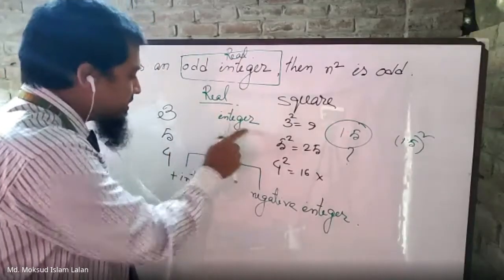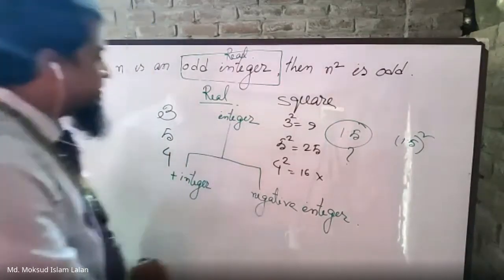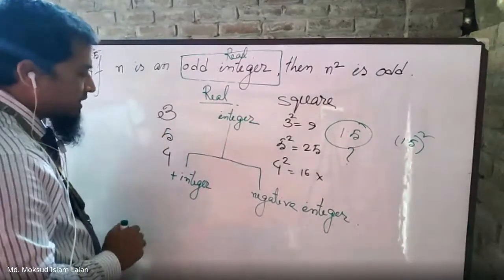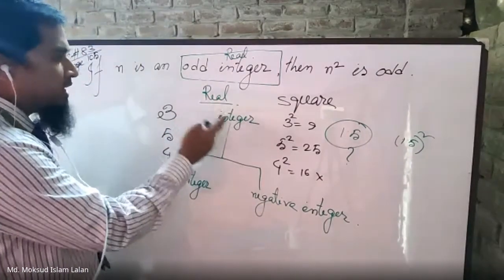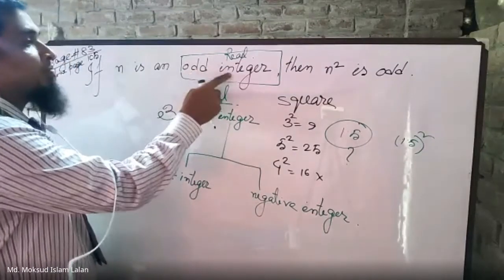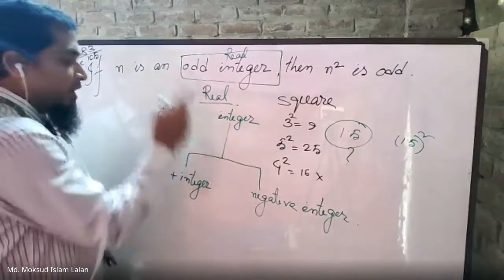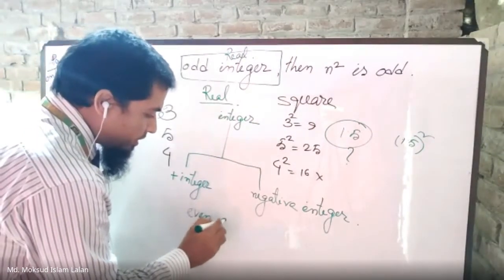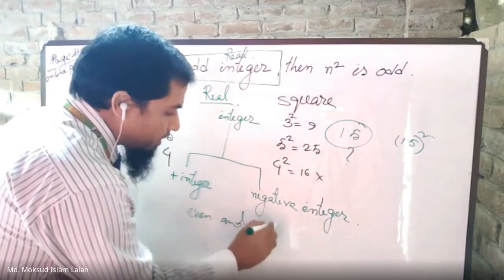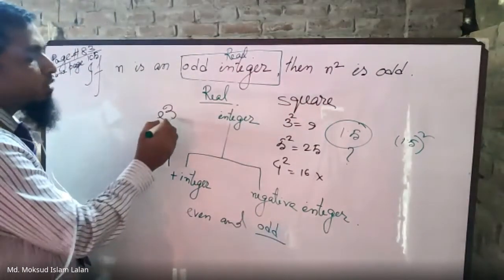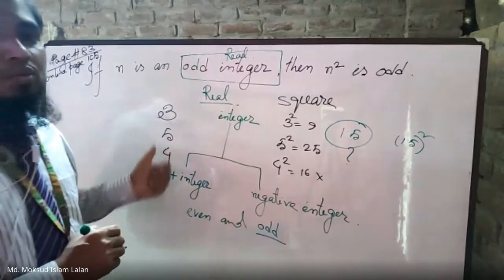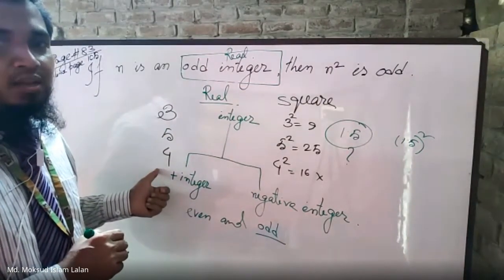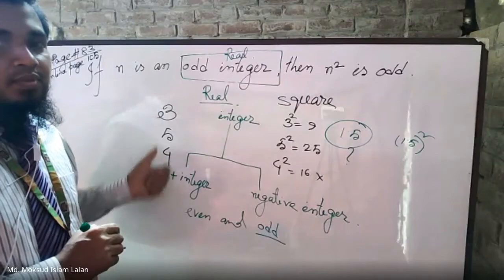Okay sir. Now coming to the point, here integer has two types, positive integer and negative integer. We have considered here positive integer. Then again, what types of integer? There are even and odd integer, right? Even and odd, but you have to choose only the odd integer. Only the odd integer, okay? Okay, sir.